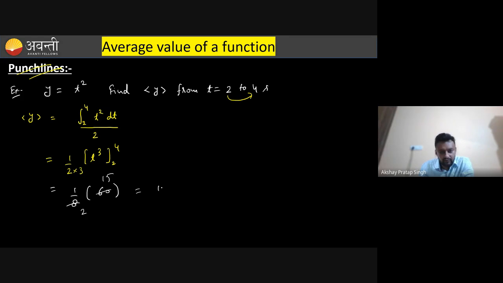That is 15 by 2 something. This is the average value of y. I hope the calculation part is correct, but you will get some idea about how to calculate the average value of a function. If you have any doubt, you can ask me.